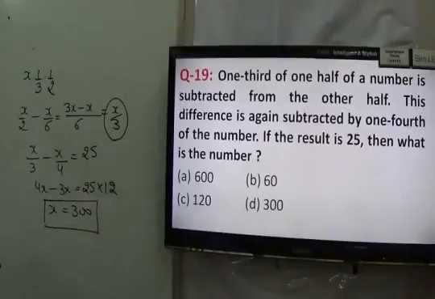Pay attention to what I have done. 1/3 of 1/2 of a number means x by 6, which is subtracted from the other half, that is x by 2, right? And this difference is again subtracted from 1/4 of the number. So you have to just take the question in such a way and your answer will be clear.